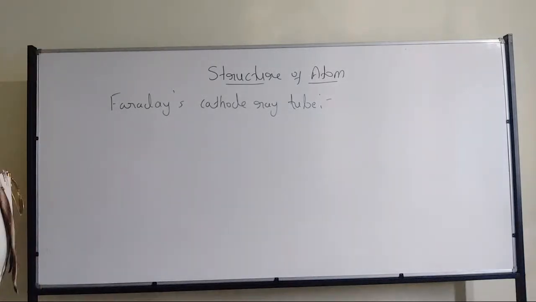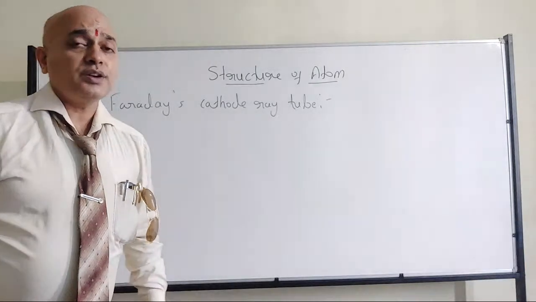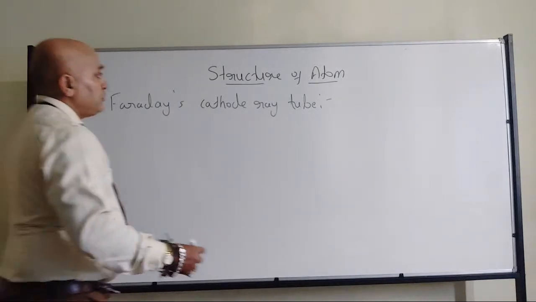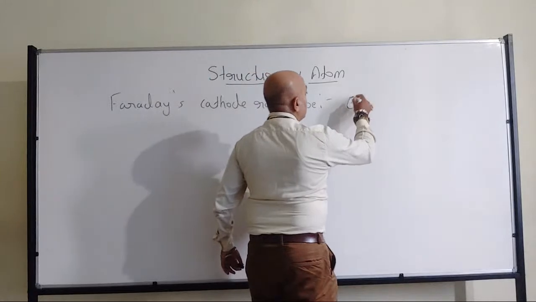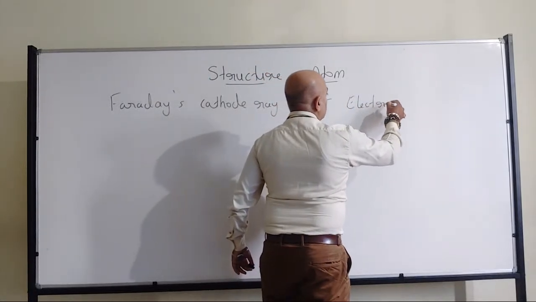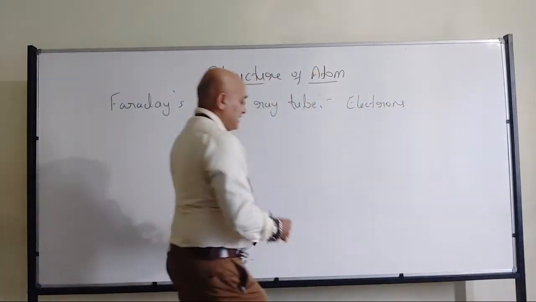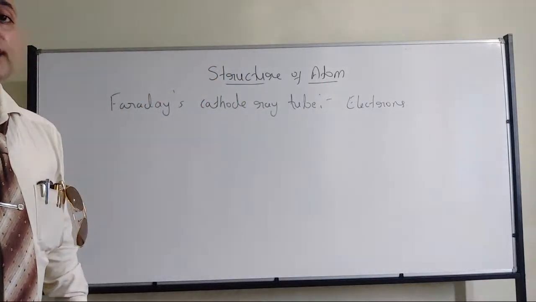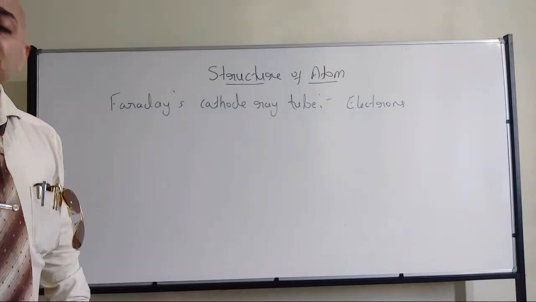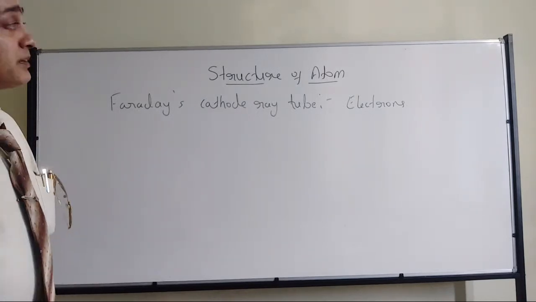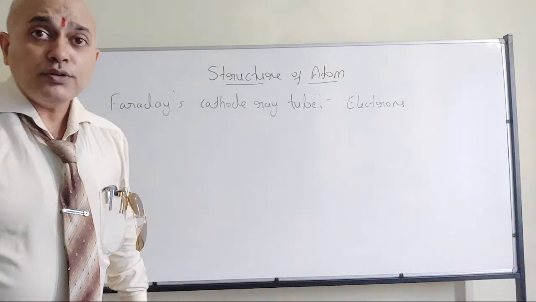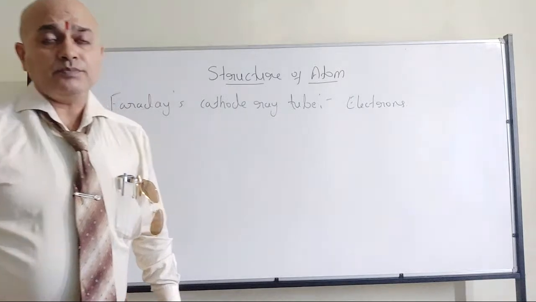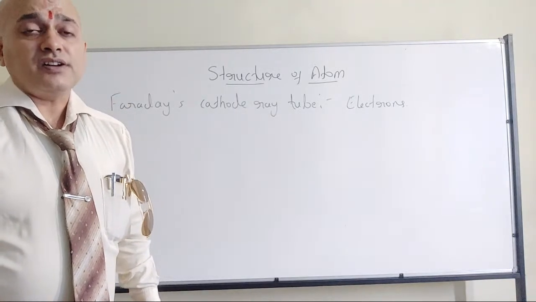So that's where we have Faraday's cathode ray tube experiment, by which they came to know the existence of the electrons. So that's the application of the cathode ray tube. What is that application? By this particular experiment, they came to know the existence of negatively charged particles in an atom, which they called electrons.